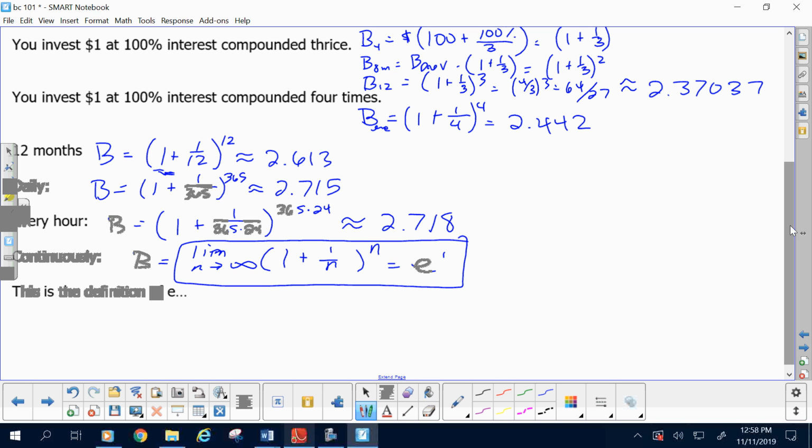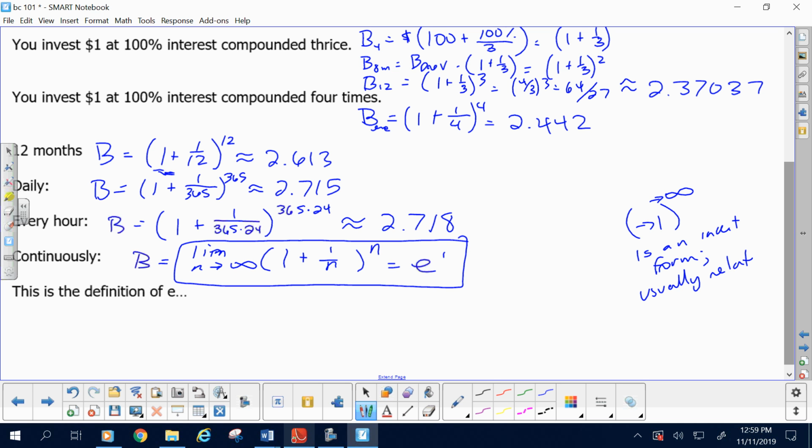This is an indeterminate form. He's teaching us in kind of a wacky order here. We haven't learned this indeterminate form, but as n goes to infinity, what does 1 over n go to? 0. So wouldn't the base go to 1 and the exponent go to infinity? This is an indeterminate form we haven't learned yet. Usually it relates to e, not always, but usually.